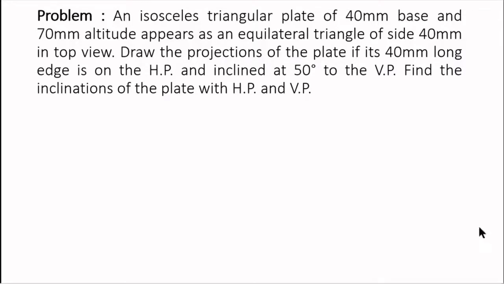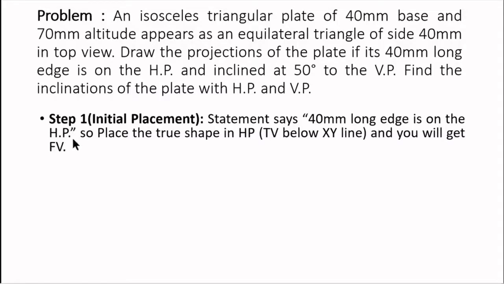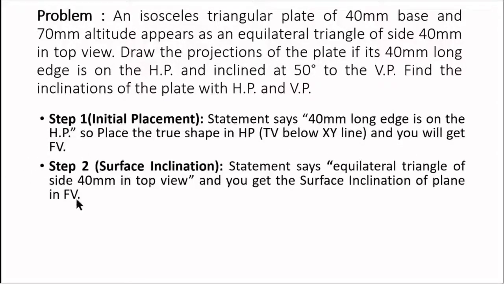We read the statement and try to find the keywords. So first we check for an edge or corner condition. Here it is mentioned edge is on HP. We use this for step 1, that is initial placement. Since the long edge is on HP, we place the true shape, that is the isosceles triangular plate, the true shape 40 by 70, in the HP, that is in the top view below the XY line, and we'll obtain the front view.